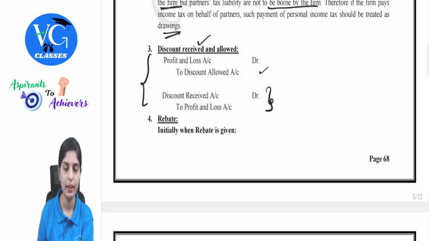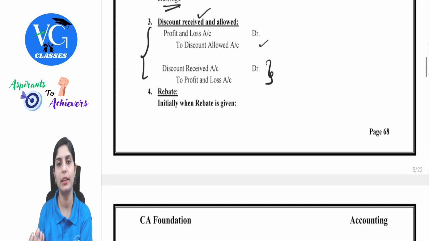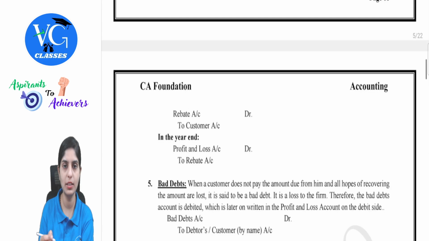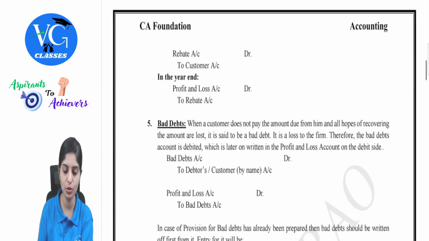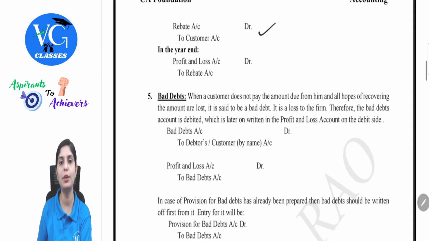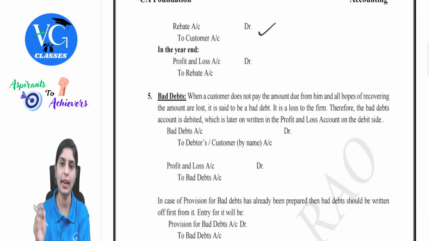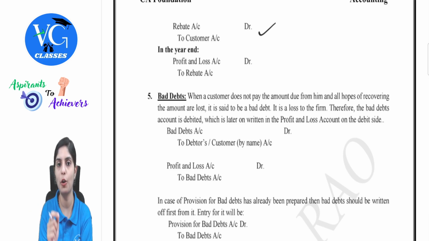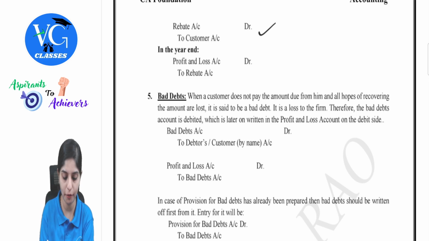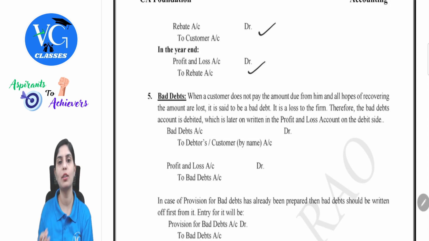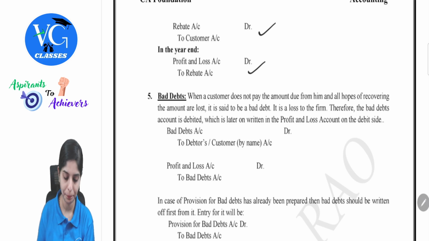Next, rebate. Rebate in other words is nothing but in the nature of discount. When rebate is given, it is given to customers generally. So the journal entry will be rebate account debit to customers account. At the year end, that is when you close, you have to transfer this. Again, rebate will be in the nature of a nominal account. It will be taken to profit and loss. Profit and loss account debit to rebate account.